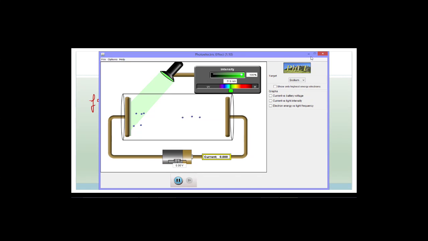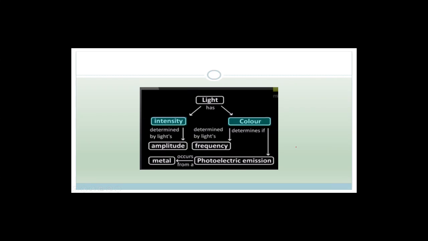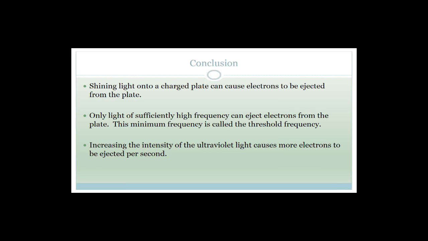So what have we learned from that? We have learned that shining light onto a charged plate can cause electrons to be ejected, but only light of a sufficiently high frequency can eject electrons. This minimum frequency is called the threshold frequency. So there's a minimum frequency that we need to meet before electrons are emitted, which we saw. Increasing the frequency causes the electrons to have greater kinetic energy. Increasing the intensity causes more electrons to be ejected per second.